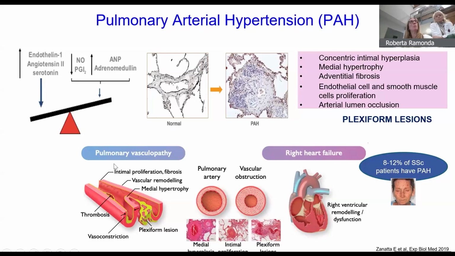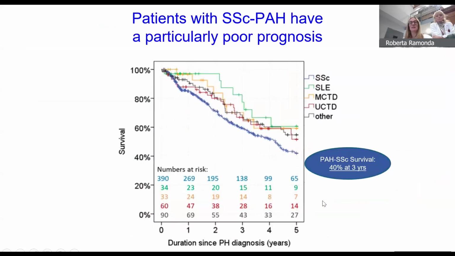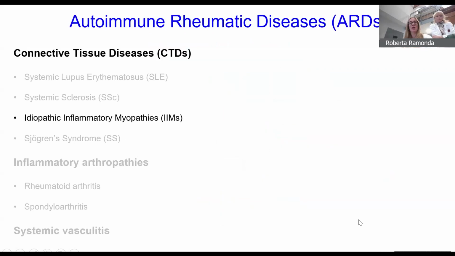This is a vasculopathy of the small pulmonary arteries, with right heart failure. And this is a complication of the disease with a very poor prognosis, as you can see in this slide.